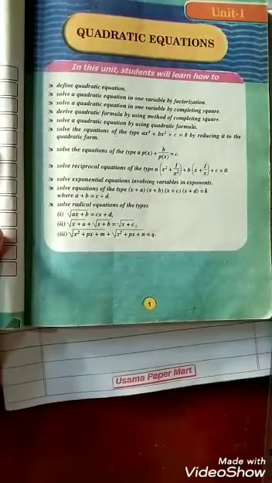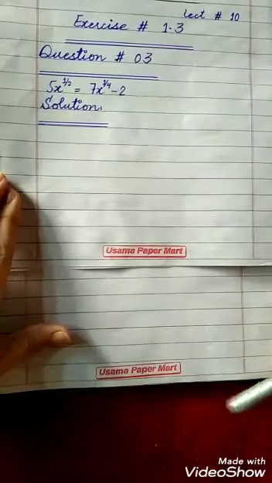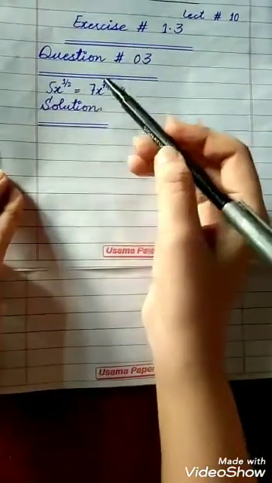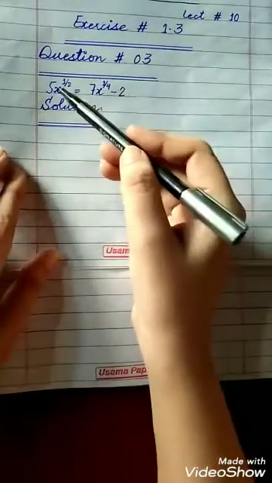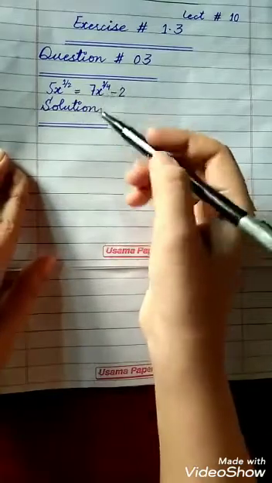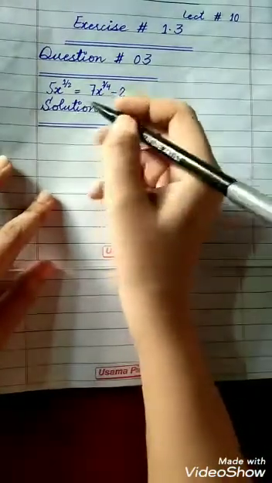Today we will start exercise number 1.3, question number 3. Students, in the last lecture I informed you that the whole unit is on quadratic equations, but if the given equation is not a perfect quadratic, then we have to make it quadratic. We have to convert it by using any technique.